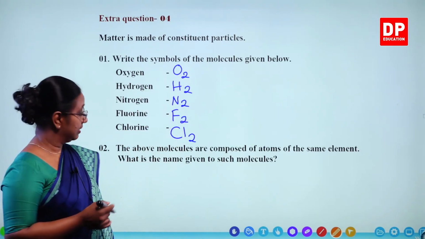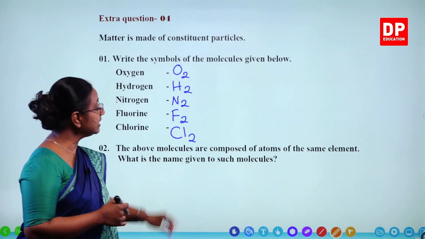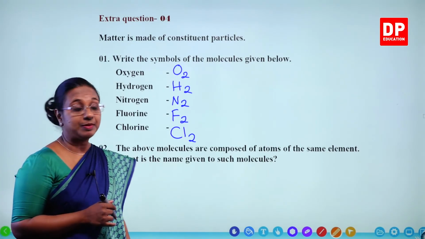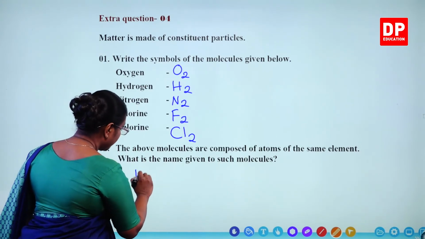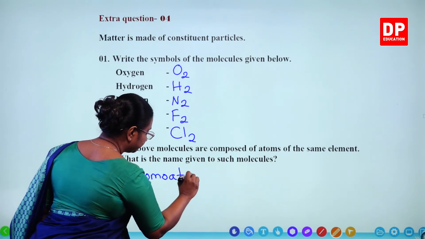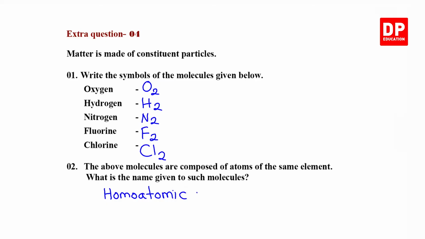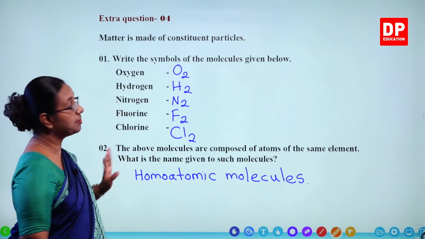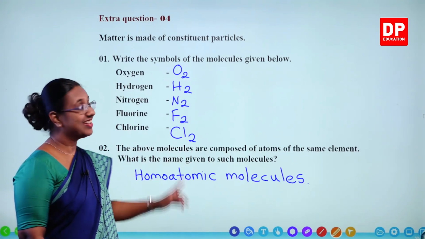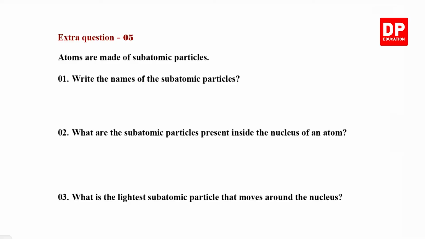Atoms of the same type. So what is the name given to such molecules? What are they? They are homoatomic molecules. So that is the name given to all these molecules. I am sure you were also able to write all these. Then with that, the next question.